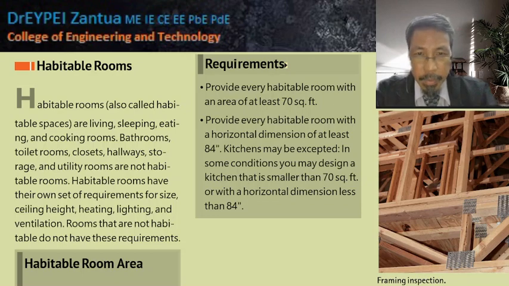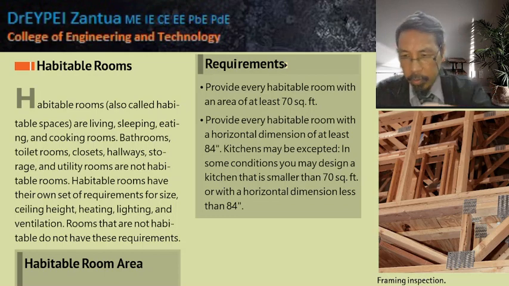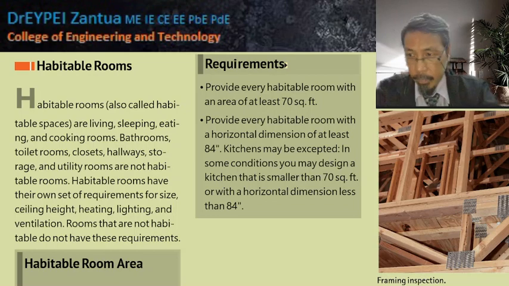Provide every habitable room with a horizontal dimension of at least 84 inches. So 84 inches for horizontal, that is 84 divided by 39.37, so that is about 2 meters, 2.1 meters, something. So provide every habitable room with a horizontal dimension of at least 2 meters.